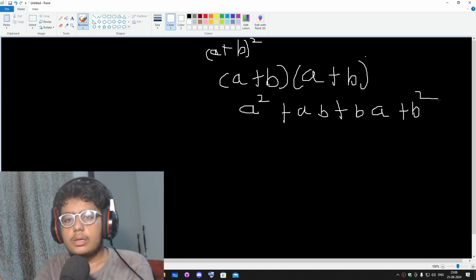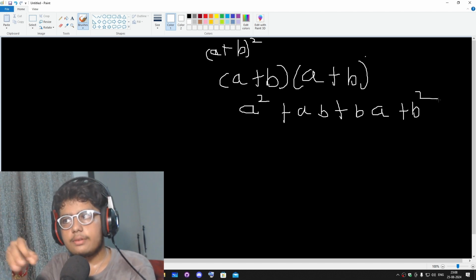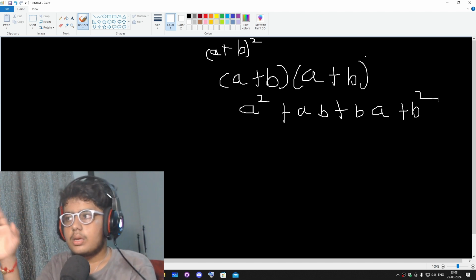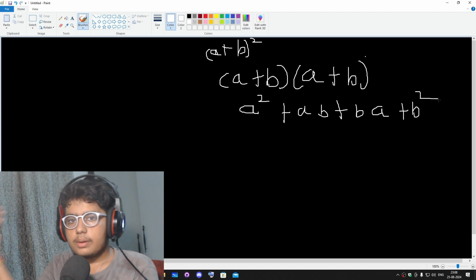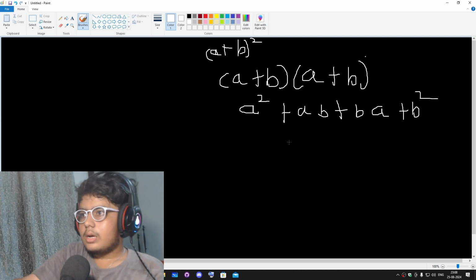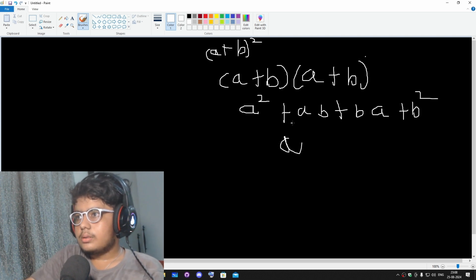2 into 3, what does it mean? It means adding 2 for 3 times, and 3 into 2 means adding 3 for 2 times. So in both cases, if I'm getting the same numbers, they are equal, then we can add them. So I just added them, and I got a square plus 2ab plus b square.